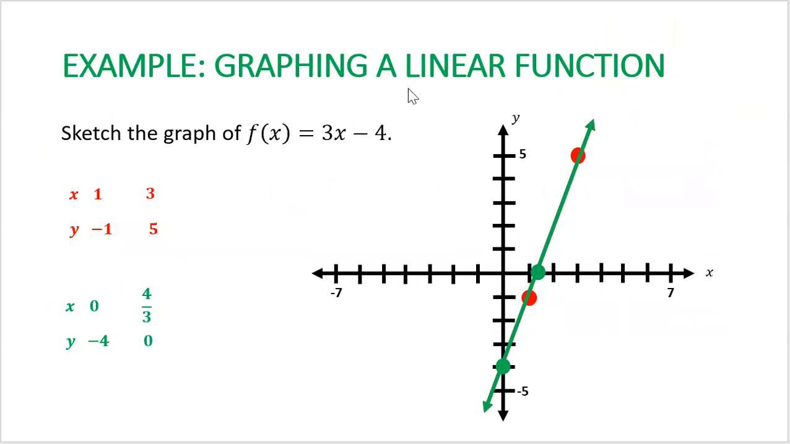Okay, so for the first example, for graphing a linear function, let's sketch the graph of f of x equals 3x minus 4. So from the previous slide, it was stated that we can think of two values of x. So right now, let's use x equals 1 and x equals 3. We just substitute them into the function in order to get the y value. So if we substitute 1 to x, we're getting f of 1, which is 3 times 1 minus 4. And this is equal to 3 minus 4, which is negative 1.